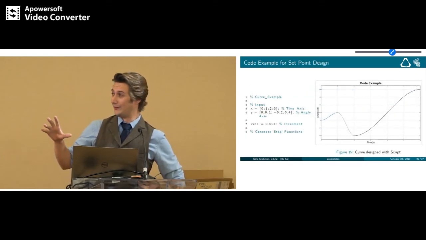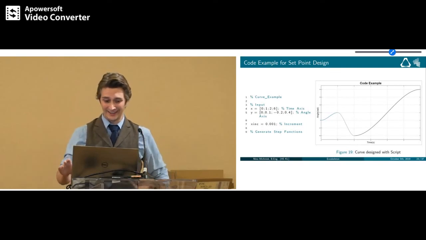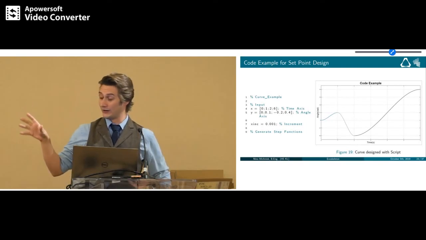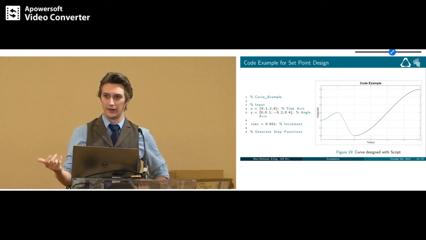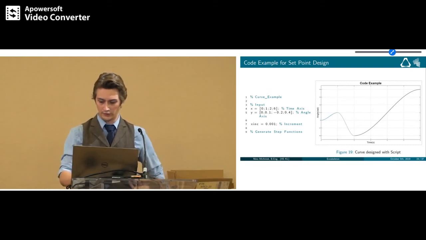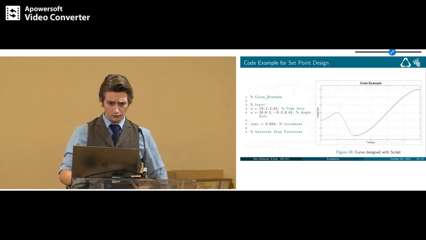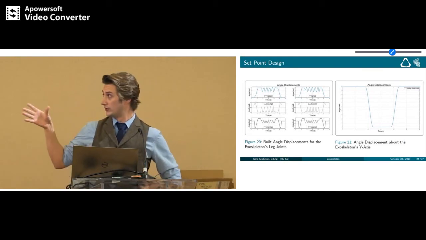Additionally, to avoid these discontinuities I had already had and didn't want to have again, I wrote a little script. This is a code example where the user just has to input the location and the value of the extrema and an increment. And what the script does is generate a third-degree polynomial in between. So I had this continuous motion guaranteed.